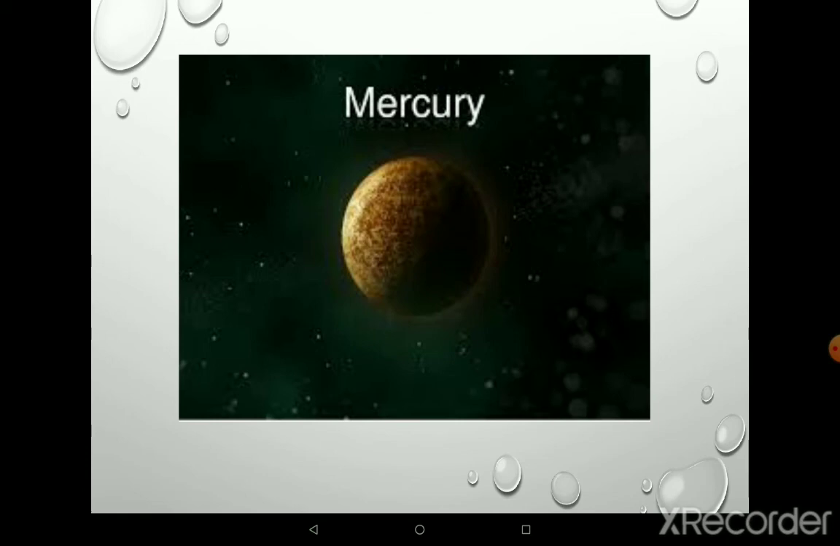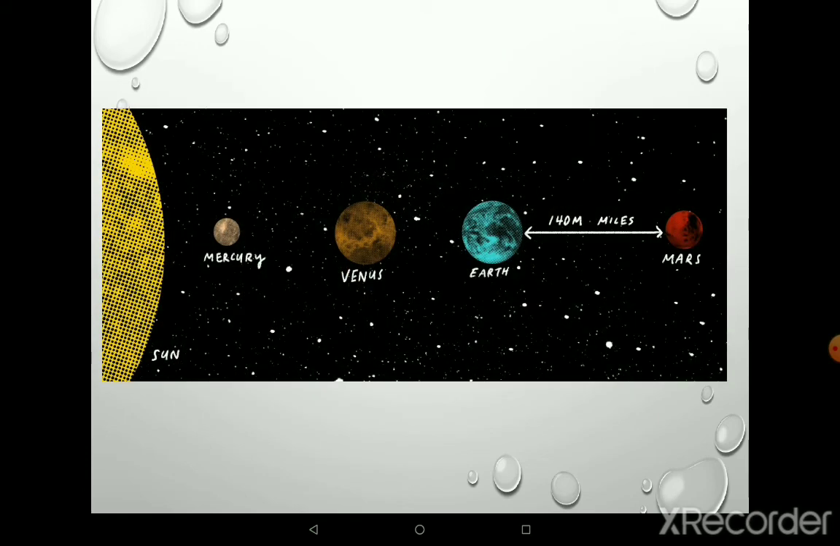Let's see some of the planets of the solar system. Everyone knows there are 8 planets in our solar system, but these 8 planets are divided into different groups. Mercury, Venus, Earth, Mars, together these planets are called the terrestrial planets. Why? Because these planets have a rocky surface.